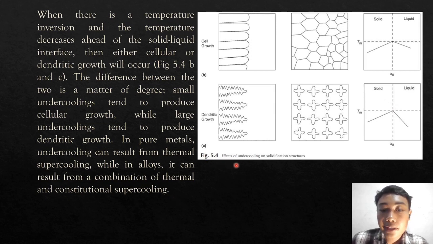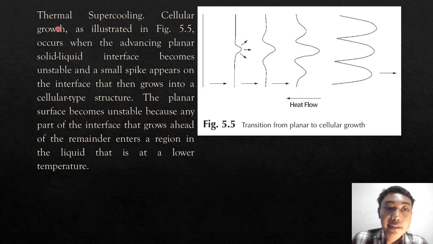Picture 5.3: the effect of undercooling on solidification structure. We're going to go next to thermal supercooling and cellular growth, as illustrated in Figure 5.5. This is Figure 5.5.